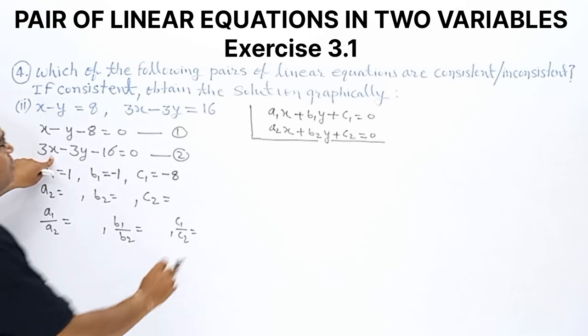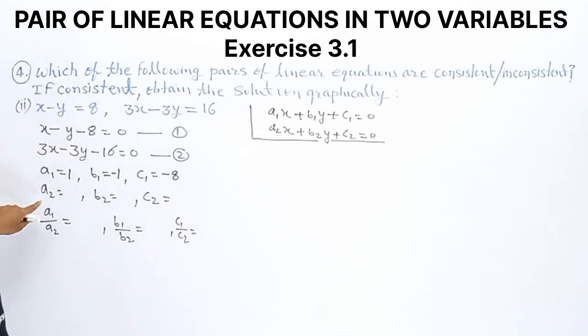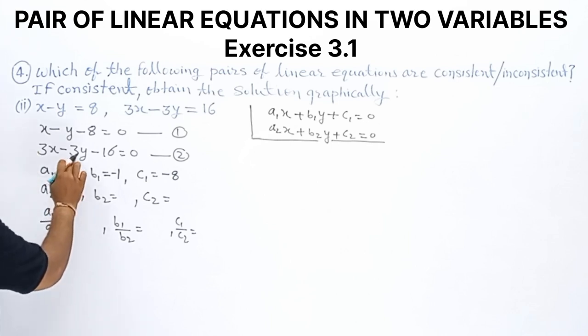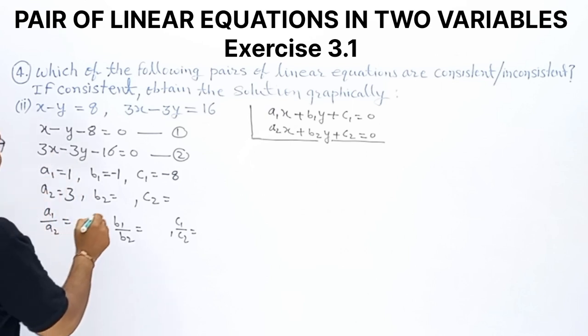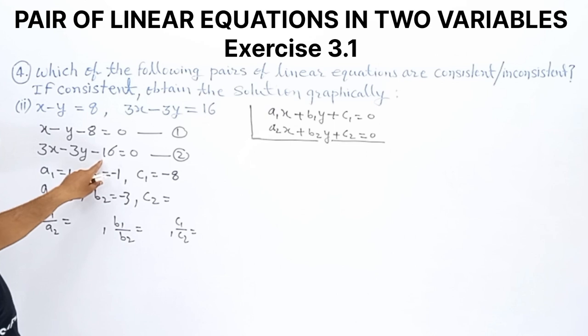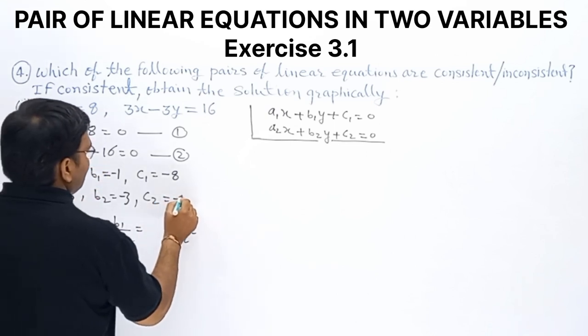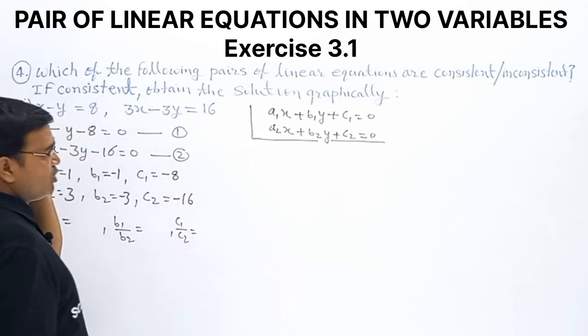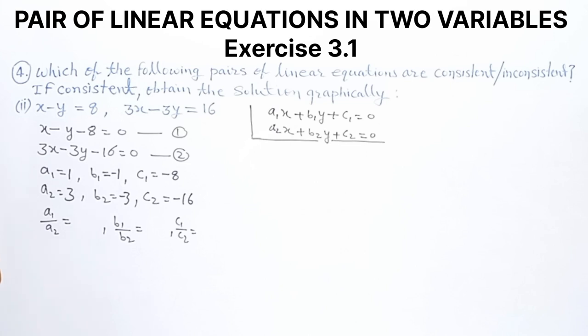Now observe the second equation. Again compare. The coefficient of x is a2, and it is 3. Now b2 is the coefficient of y, and it is minus 3. And c2 is the constant, minus 16. Clear? We want to check consistent or inconsistent.